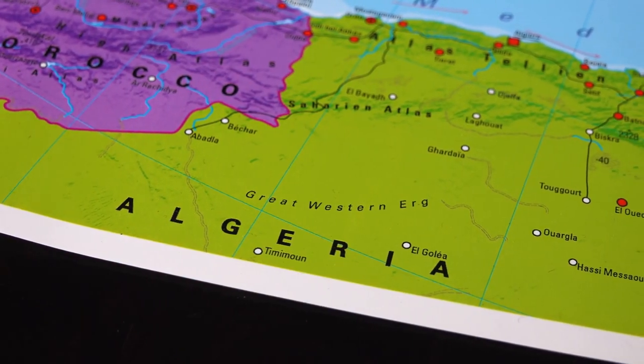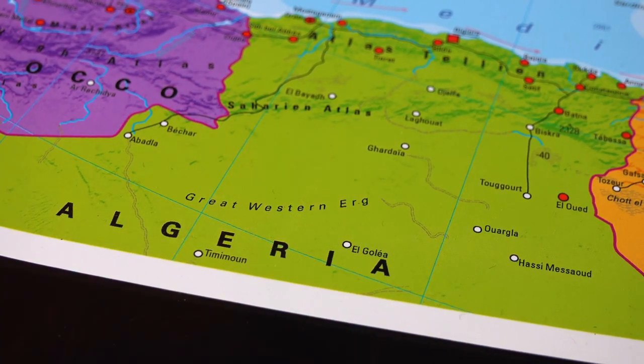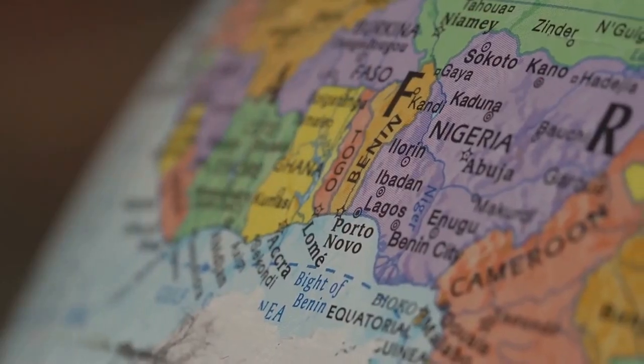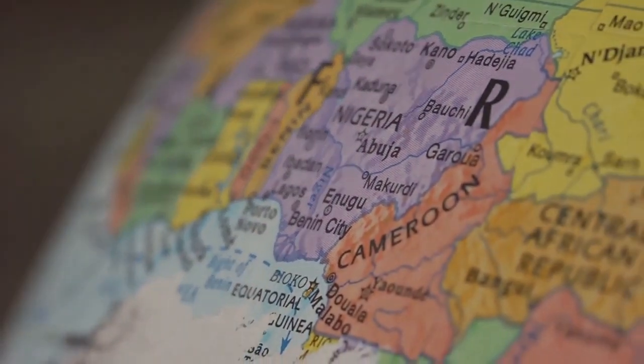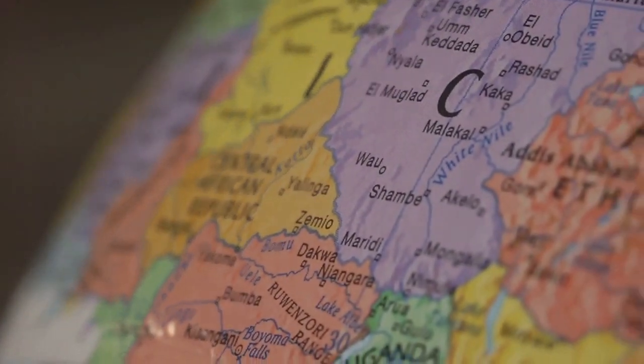Over the following months, diplomats haggled over maps, drawing arbitrary lines that bore little regard for the complex tapestry of cultures, languages, and societies that made up Africa. The continent was reduced to a chessboard, its territories mere squares to be claimed and traded.